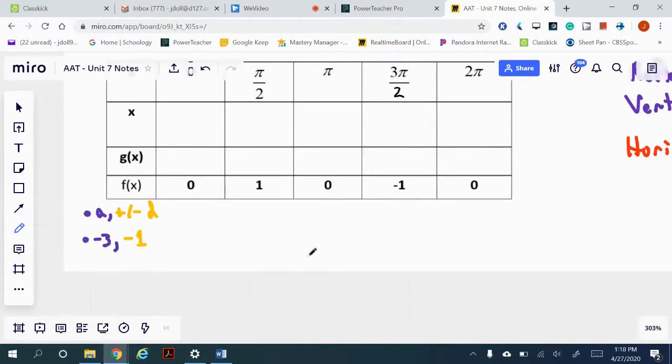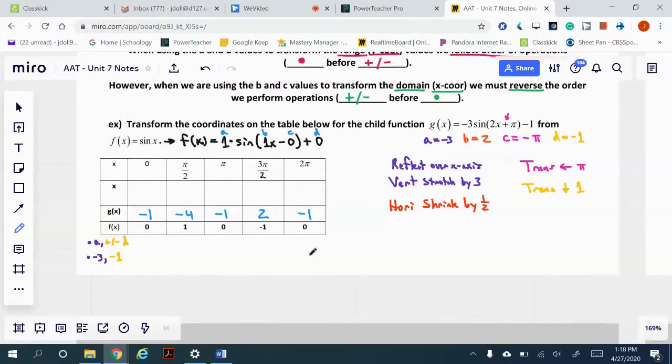So 0 times -3 is 0, minus 1 is -1. 1 times -3 is -3, minus 1 is -4. You get the idea here. Anytime it's 0, it's -1. Now, -1 times -3 is +3, minus 1 is 2. So we just performed a reflection over the x-axis, a vertical stretch by 3, and translated down 1 unit. We did all of that by multiplying by -3 and subtracting 1 from the parent function coordinates 0, 1, 0, -1, 0.